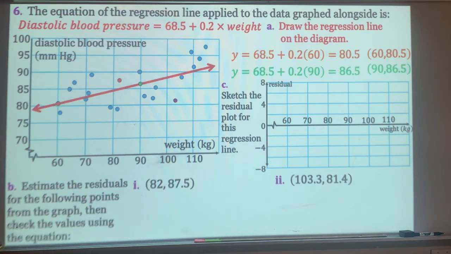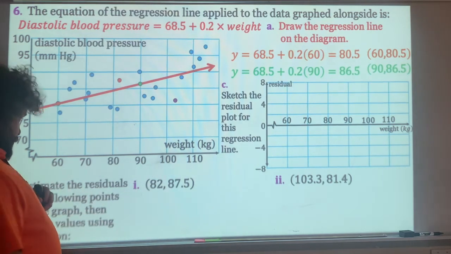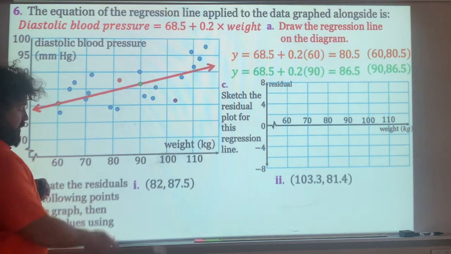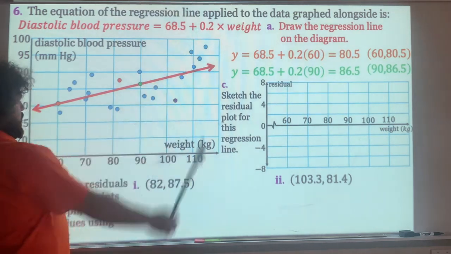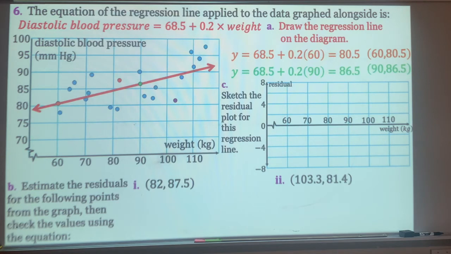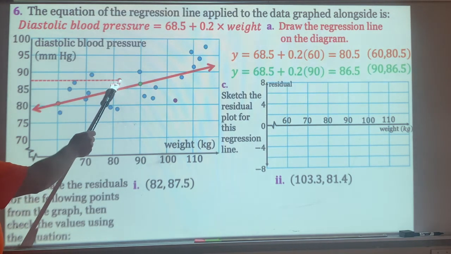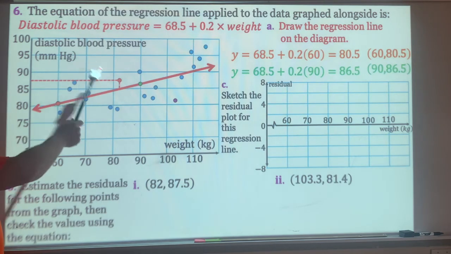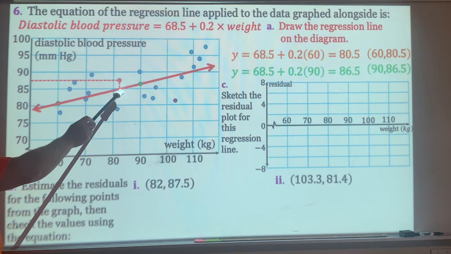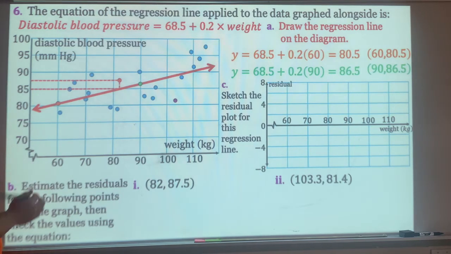All right, so we draw a regression line, estimate the residuals for the following points. So we're just going to find 2 residuals. The first point is 82, 87.5. So what you do is take your x value and plug it into this equation and find out where you think it could be. So 82, 87.5 is this point right here. The residual will be right where it crosses the line here. And where does it hit this line? At 85. So it's about 2.5. That's how I find it from the graph.